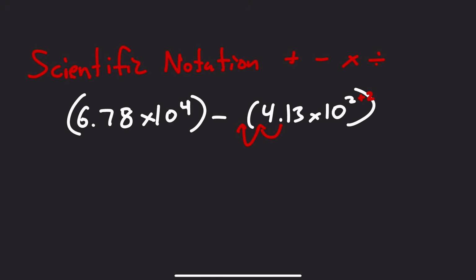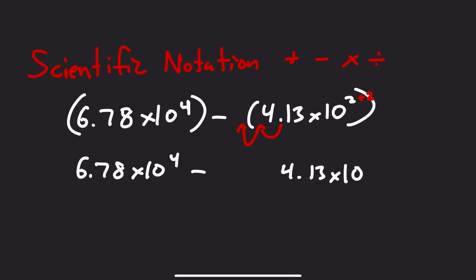So if I rewrite everything, 6.78 times 10 to the 4th stays right there. It's going to subtract 4.13 times 10 to the 4th, but I need to move my decimal 2 places over. So it's going to be 0.0413 times 10 to the 4th. I moved my decimal place 2 places, 1, 2, so that it could become a 4.